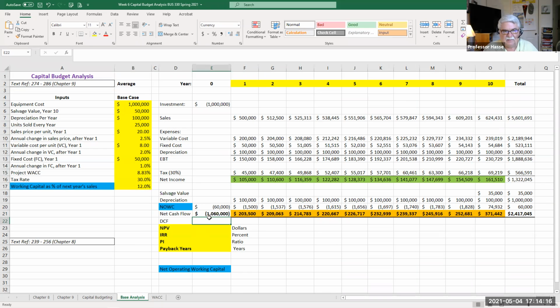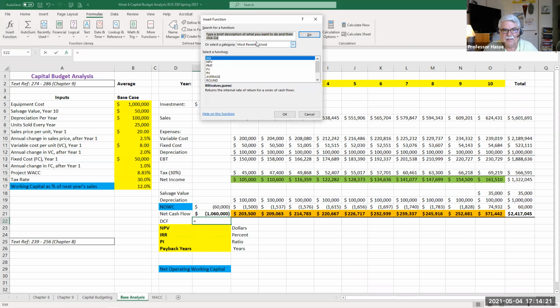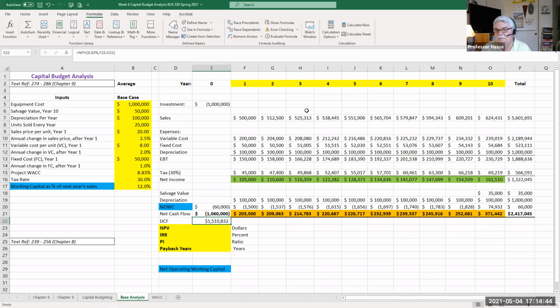So I take the discounted cash flow formula, function, financial, net present value is the function we use to calculate discounted cash flow. And we put in our interest rate of 8.83%. And the values are year 1 through year 10 cash flow total. And that equals $1.510 million of discounted cash flow.